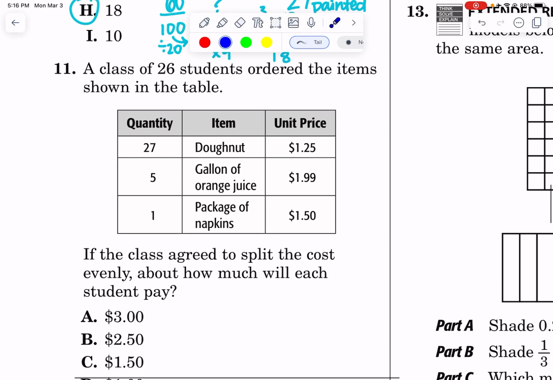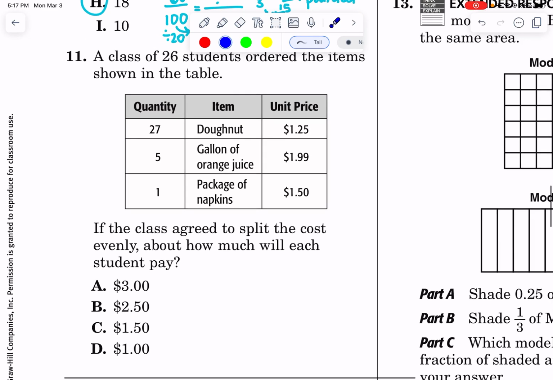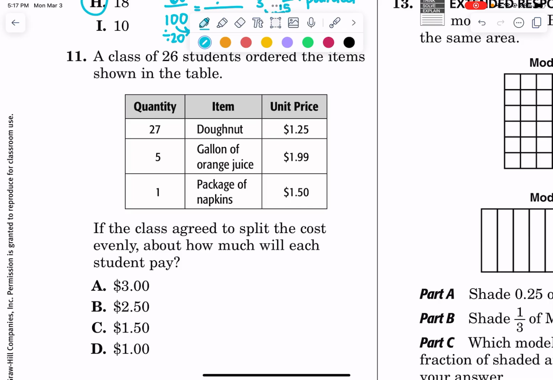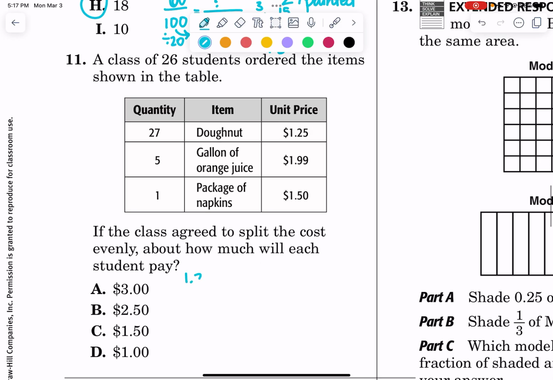Number 11, a class of 26 students ordered the items shown in the table. If the class agreed to split the cost evenly, about how much will each student pay? So first we need to figure out how much all this stuff is going to cost together. So they bought 27 donuts at $1.25 each. Okay, so it was $1.25 for one donut. How much is it going to be for 27 donuts?